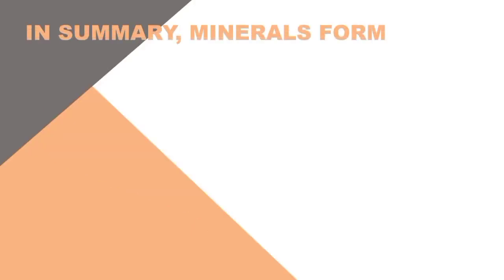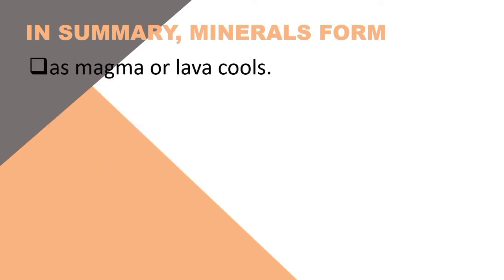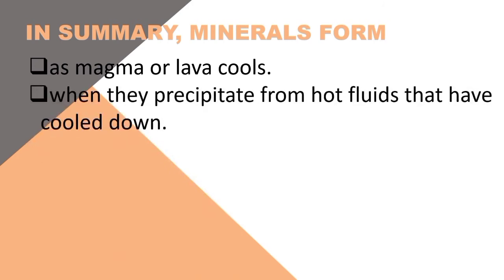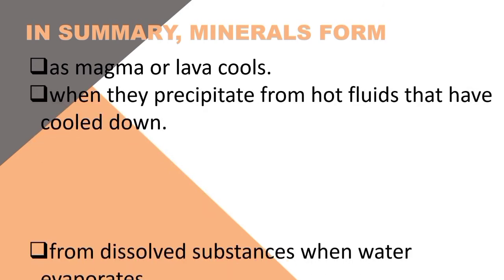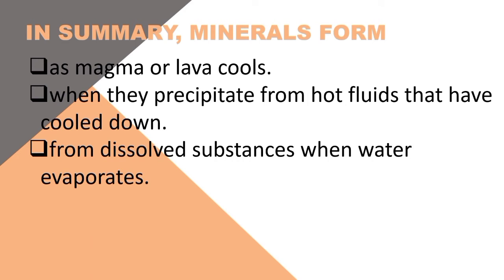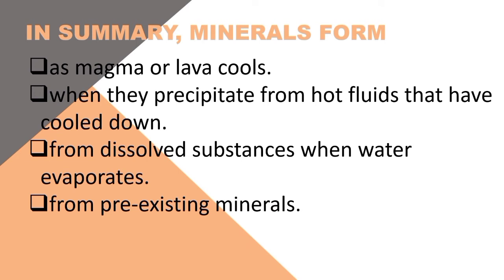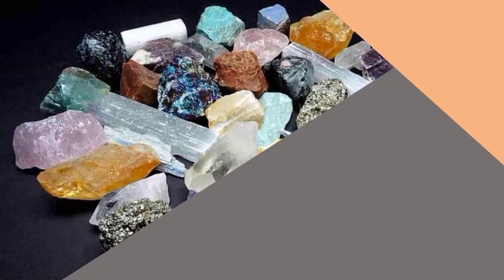In summary, minerals form as magma or lava cools, when they precipitate from hot fluids that have cooled down, from dissolved substances when water evaporates, and lastly, from pre-existing minerals. And that is the end of my report.